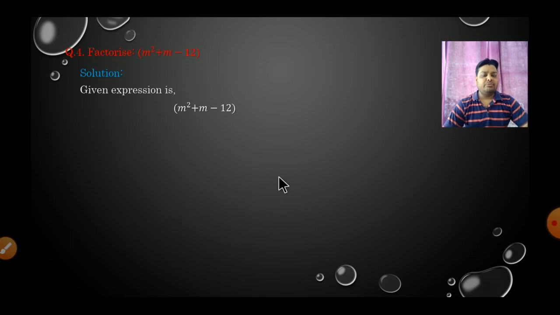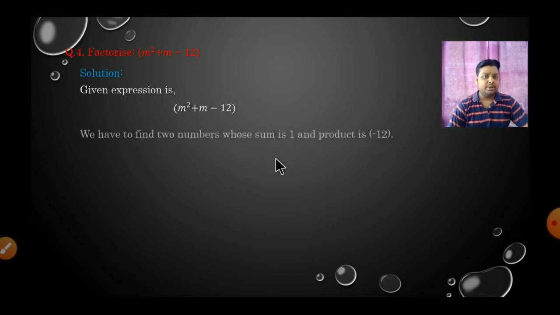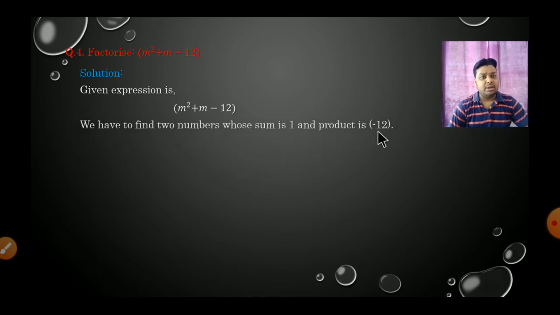Now we have to find the numbers whose sum is here. You can see in between there is only a variable, no constant term. So if there is no constant term, it means there is 1, and the sign is plus. So we can say plus 1 will be the sum and minus 12 will be the product. So here minus 12 we will get.